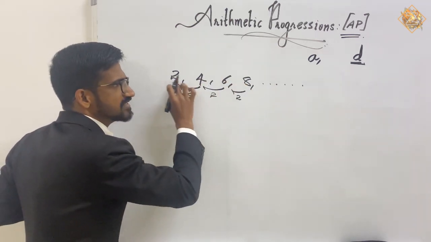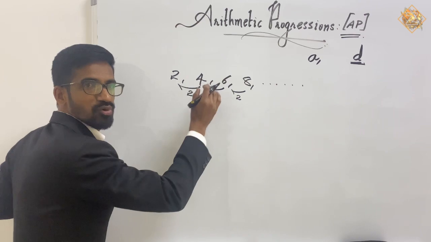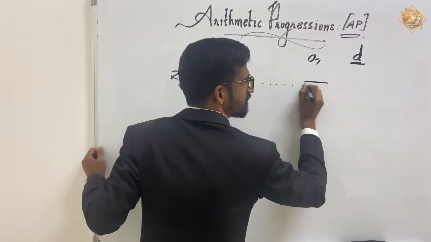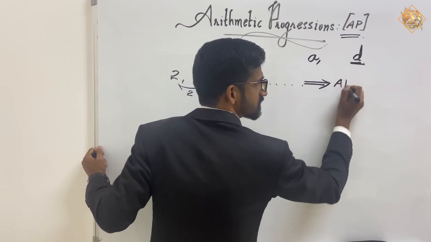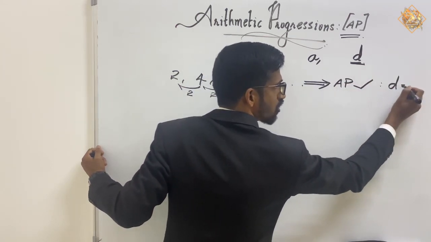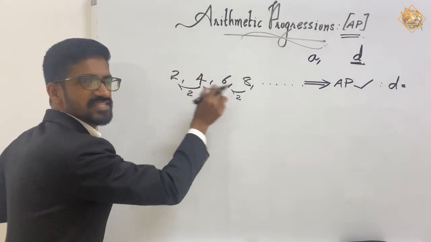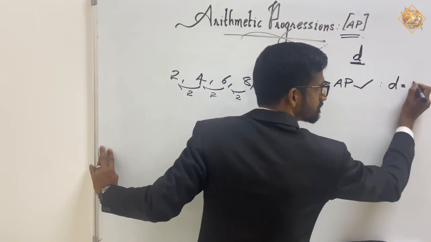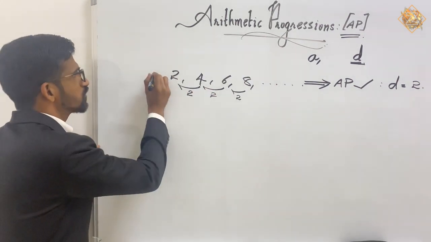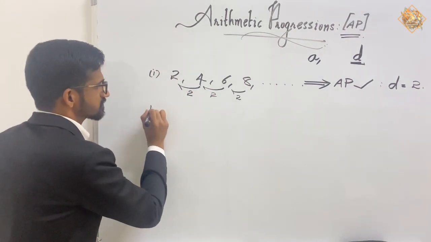So we can say that this list of numbers 2, 4, 6, 8, etc. forms an arithmetic progression with a common difference. What is the common difference here? The difference between each successive term is 2. Isn't it, students? Now we will look into a few more examples.